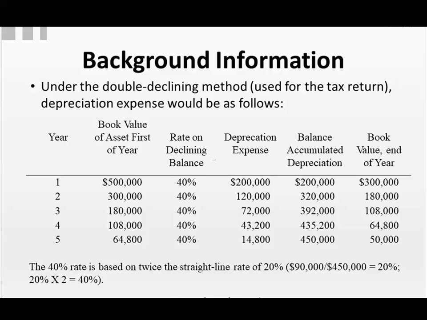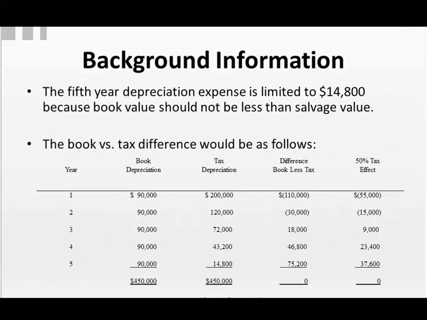You can see you're getting some big benefits in those early years, particularly the first 2 years, which was the whole idea. You want to stimulate the economy. That's why they use the code to put these benefits out there. The 5th-year depreciation expense is limited to 14.8 because the book value should not be less than the salvage value. So on the books we saw depreciation of 90, 90, 90, 90, 90, but on the tax return we had 200, 120, 72, 43, 14.8.